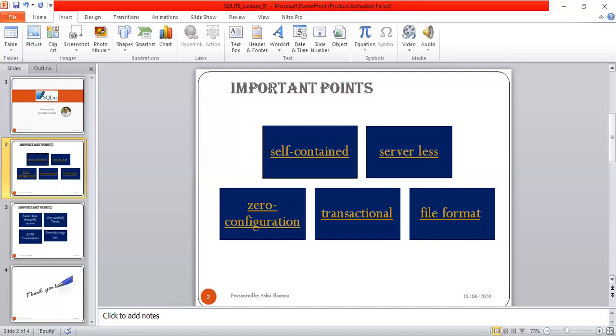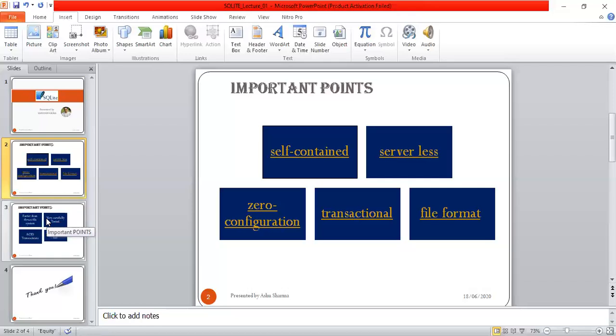So it has two main files on the disk. One is the main database file, and during a transaction, SQLite stores additional information in a second file called the rollback journal, or in write-ahead log mode, the write-ahead log file. So overall, these are the features that show SQLite is very easy to use.